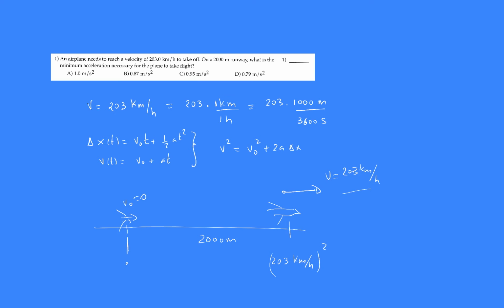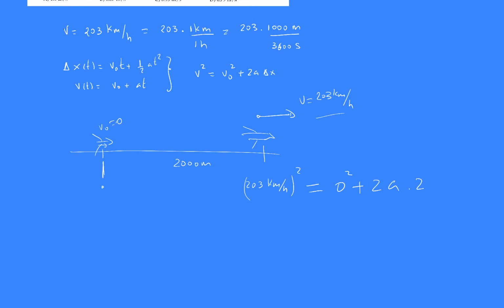So let's go to the consistency. So equal 0 squared. Oh, we are lucky because we didn't express the kilometers per hour, 0 kilometers per hour, 0 squared is 0. Okay, 2 times a, the a is the unknown, and the delta x is 2 kilometers. Okay, now the a will be 203 kilometers per hour squared divided by 4, 2 by 2 is 4.